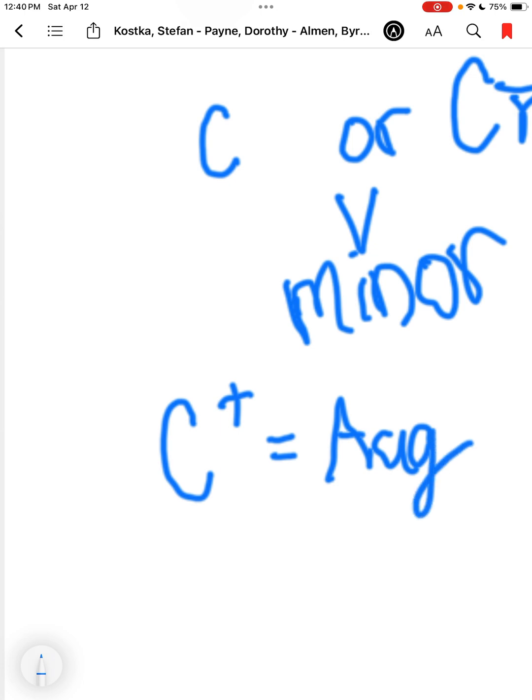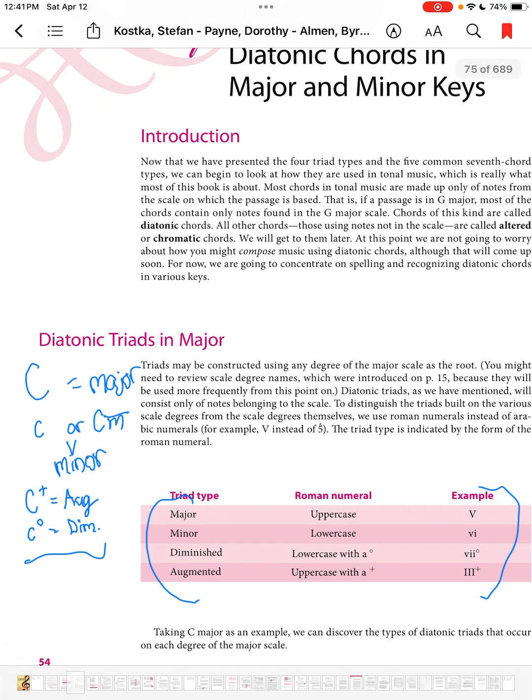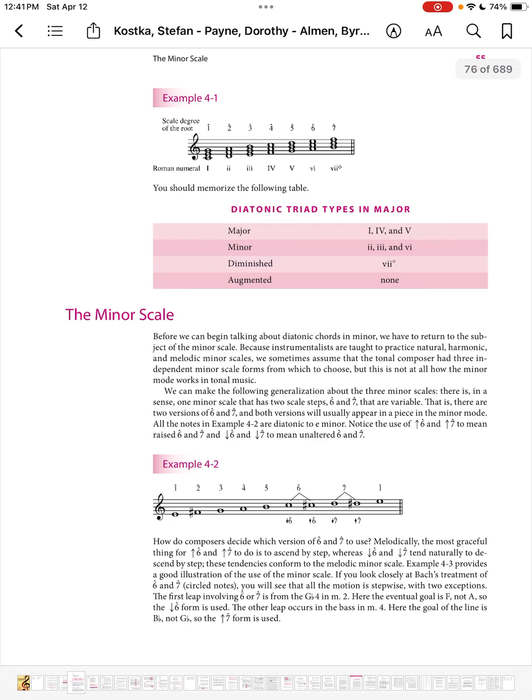If I have lowercase c and a little circle, we got this to be a diminished. So that's the tonality of this up here. And notating it can be anything. So for B flat, for any key, if you see these, it's technically what I just explained. Alright, so I'm going to flip it over.